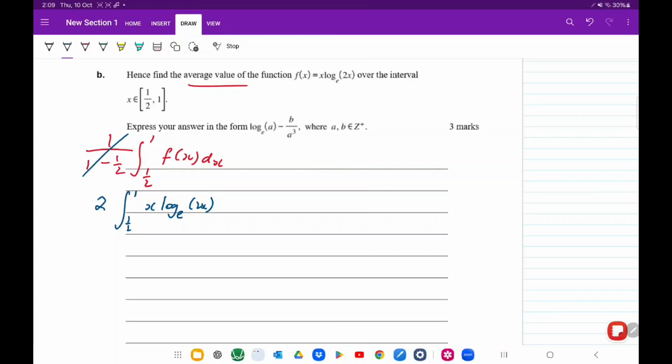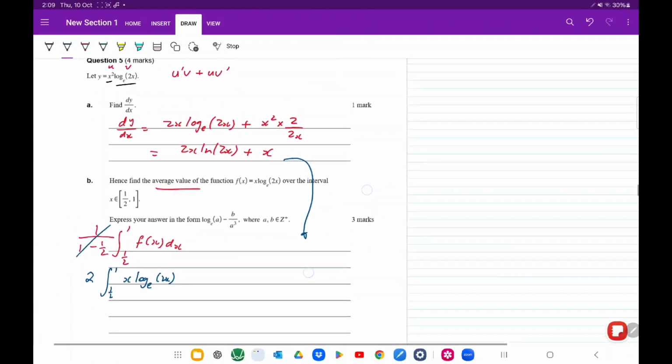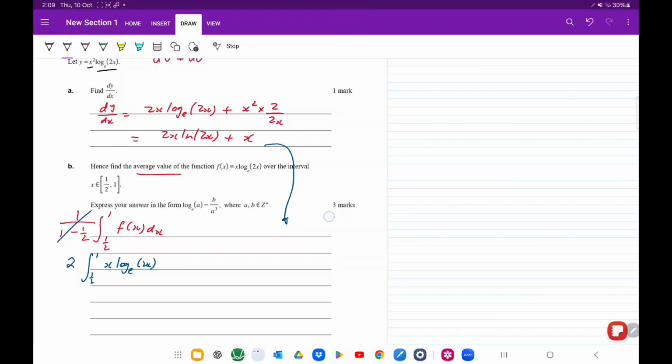Okay, now from this point, we're going to leave it at this. What we're going to do now is use the information that we got from the previous question here. Now, the previous question, if we interpret this information such that we get 2x log e x plus x, and I want to find the integral of that, that equals x squared log e 2x.